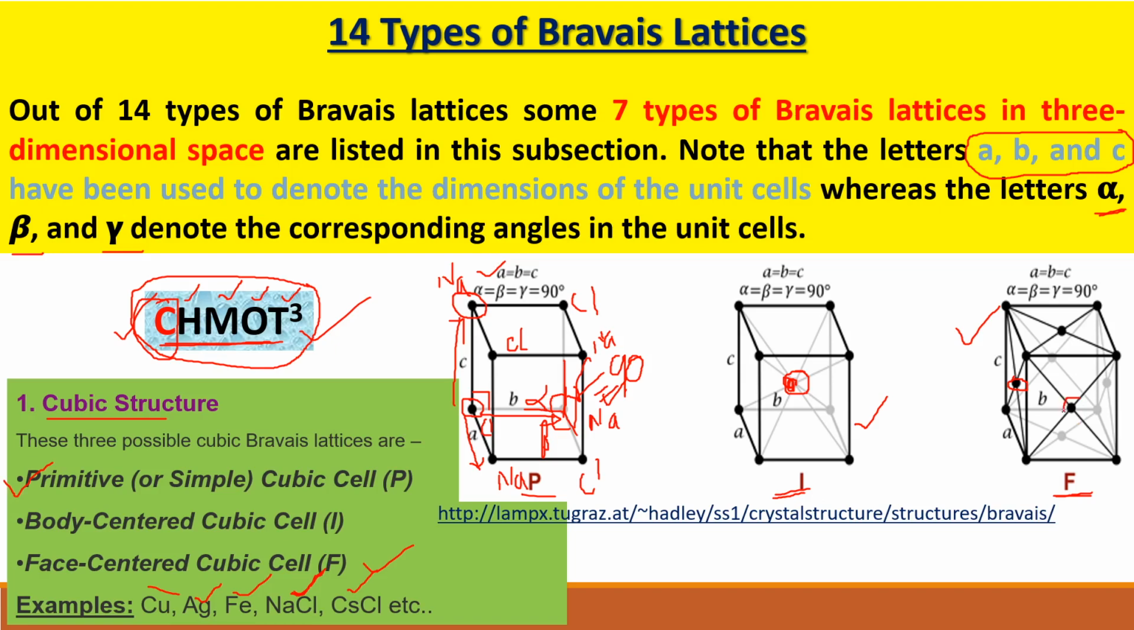Here is one, here is 2, there are a total of 6 faces. So this one is the third, this one is the fourth, here is the fifth, and the last one is here, the sixth. There are a total of 6 atoms, meaning 6 faces equals 6 atoms present at the center of the faces of that cube. Okay, so that is nothing but a cubic structure.